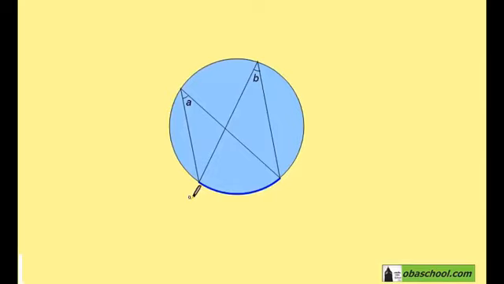What we've discussed so far is that if we have an arc and we have two angles standing on the arc, then the angles are the same. So angle A is equal to angle B.